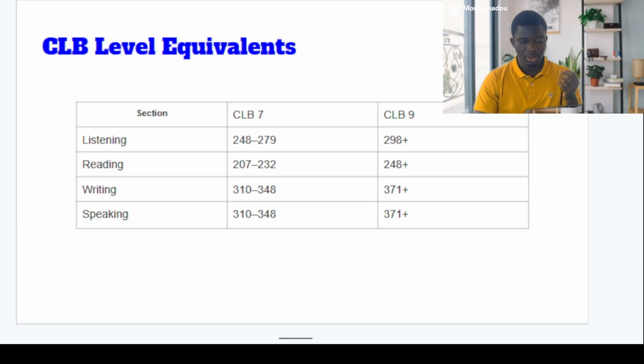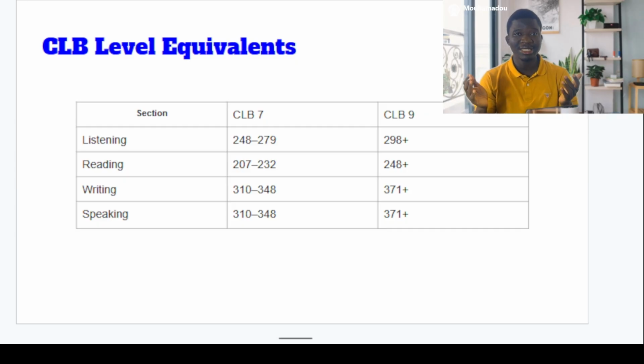Also, something that you need to consider is the CLB level equivalence of this test. So the CLB 7 is the minimum required for immigration purposes, whereas the CLB 9 gives you more points. If you have these levels or these scores, you will get 50 to 70 points when it comes to points for immigration. So your aim should be to achieve CLB 9.